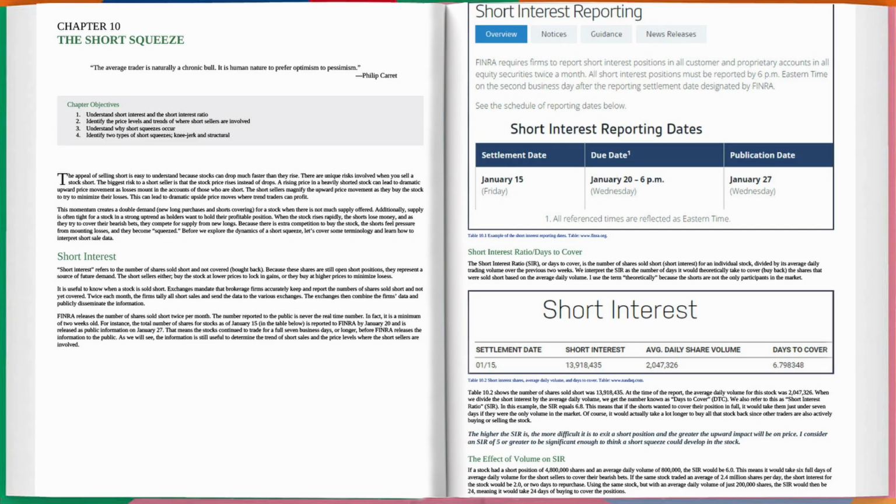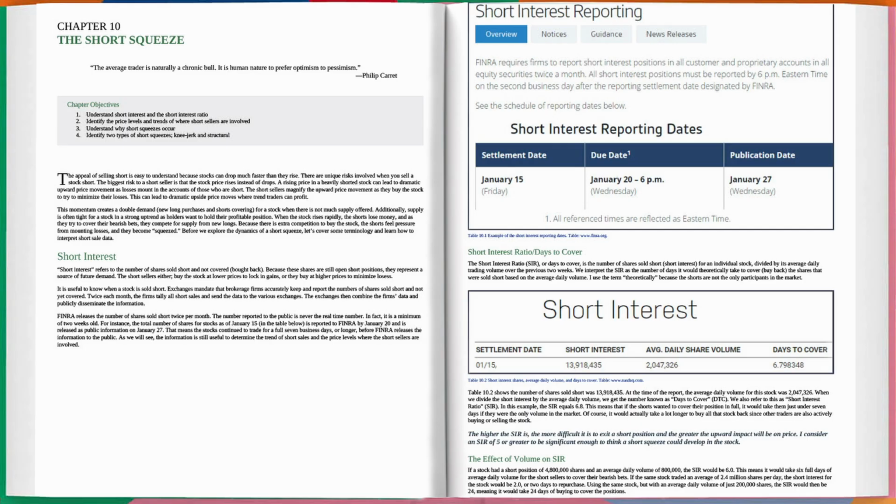For instance, the total number of shares for stocks as of January 15, in the table below, is reported to FINRA by January 20 and is released as public information on January 27. That means the stocks continued to trade for a full 7 business days or longer before FINRA releases the information to the public. As we will see, the information is still useful to determine the trend of short sales and the price levels where the short sellers are involved.